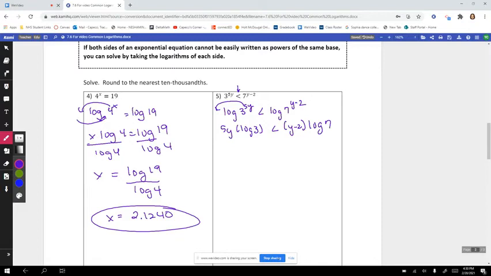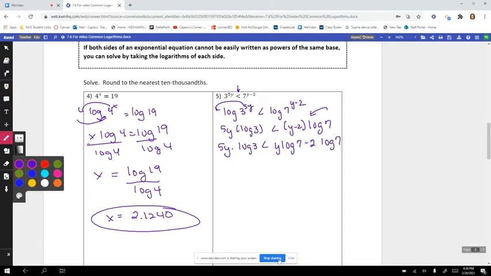Okay, I need to distribute that y minus 2 through with that log of 7. So we're going to rewrite the left-hand side, 5y times log of 3 is less than. Now, I'm basically, again, distributing that log of 7. So I have y log of 7 minus 2 log of 7.